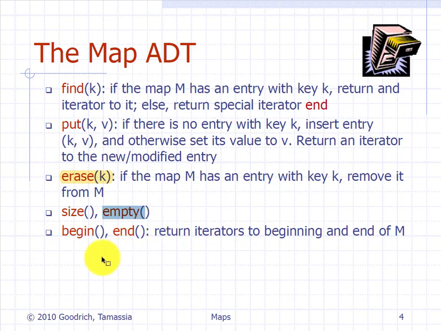We also have methods of referencing the first thing in the map and the last thing in the map. Now, depending on the structure, this will differ. But if you think of it as a list, it'll be the first element. You'll be returning the first element, and end will be returning the last element.